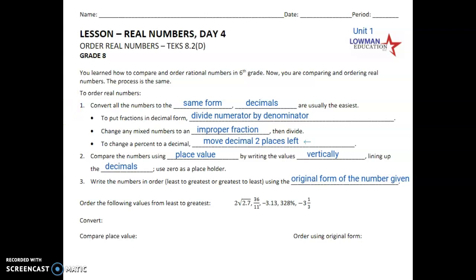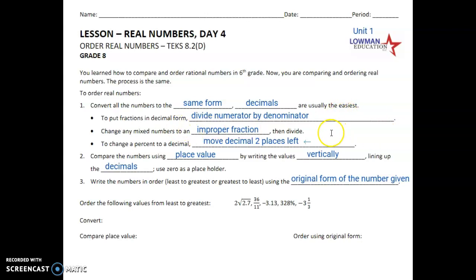Step 1, convert all the numbers to the same form. Decimals are usually the easiest. And here are smaller little bullets. To put a fraction into a decimal, you need to divide the numerator by the denominator. This is simply a division problem.